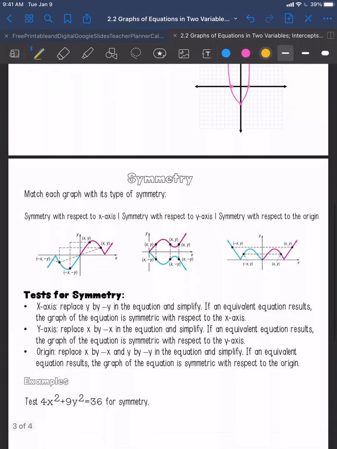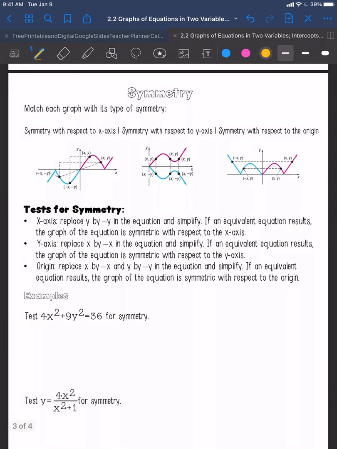Okay, moving on to symmetry. So symmetry in math is just like it's always been in art and math growing up. It's where something is the exact same on one side of some imaginary line drawn. So here we're going to match each graph with its type of symmetry. So with respect to the x-axis, that means it looks the same reflected across the x-axis.